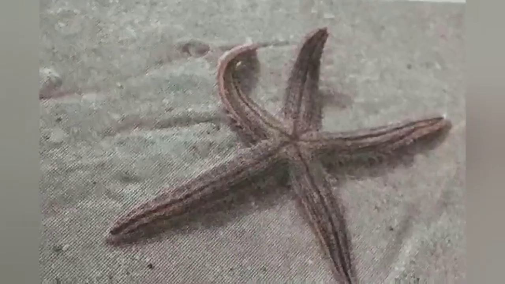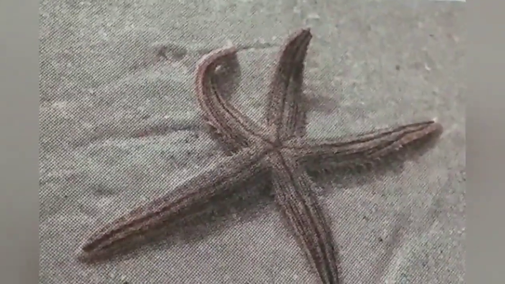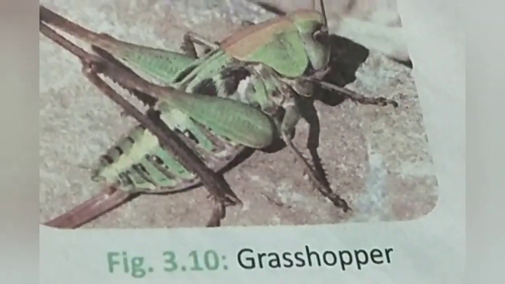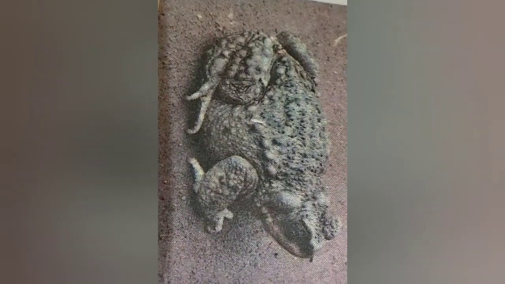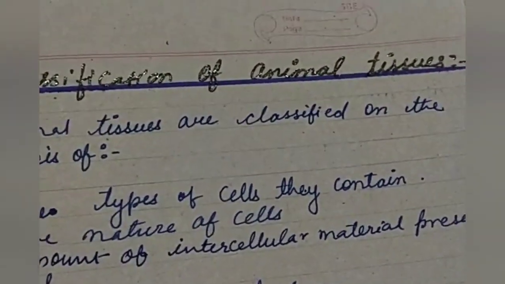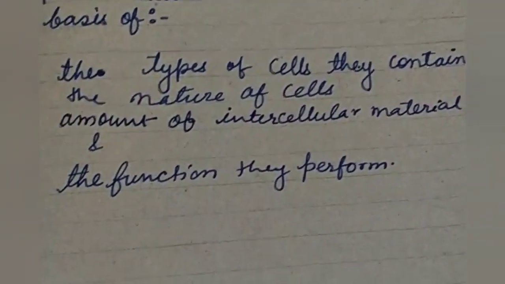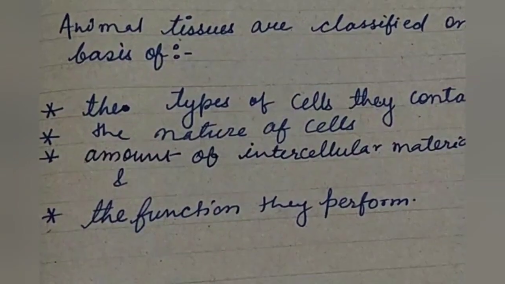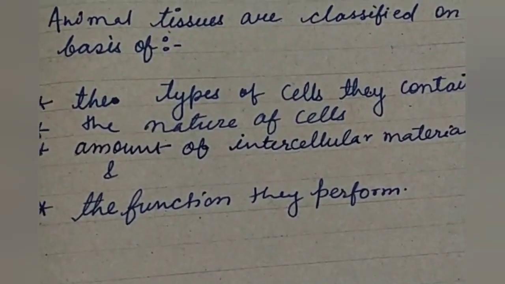So like plant tissues, animal tissues are also made up of different types of cells. When a group of these cells performs a particular function in an animal, then it is referred to as a tissue. Now let's see how the animal tissues are classified. Animal tissues are classified on the basis of the types of cells they contain, the nature of the cells, the amount of intercellular material present, and the functions they perform. So there are four types of animal tissues: the epithelial tissue, connective tissue, muscular tissue and nervous tissue.